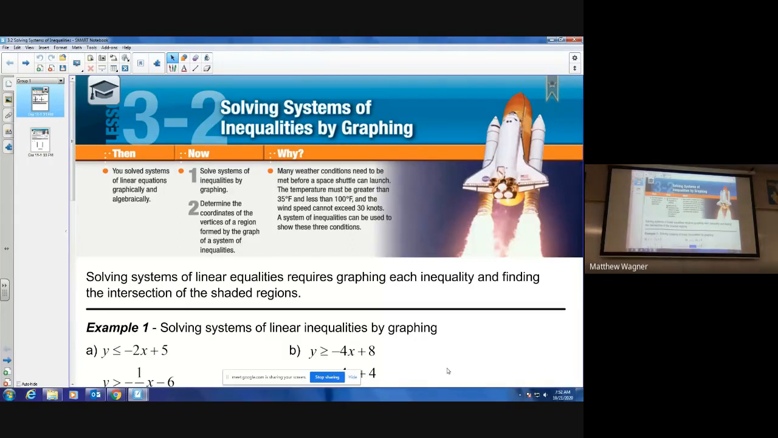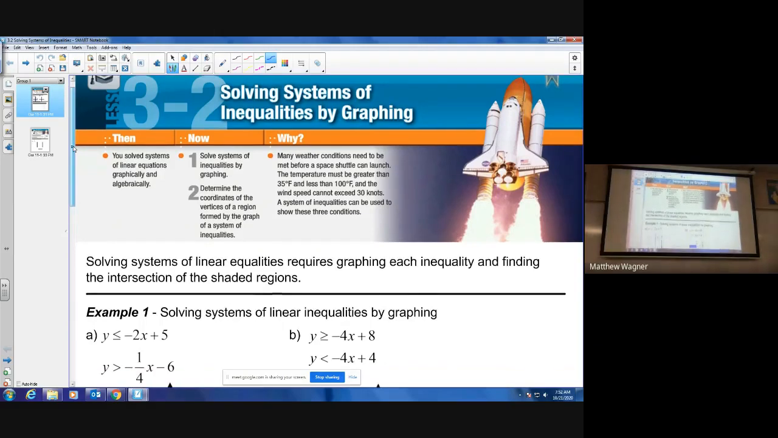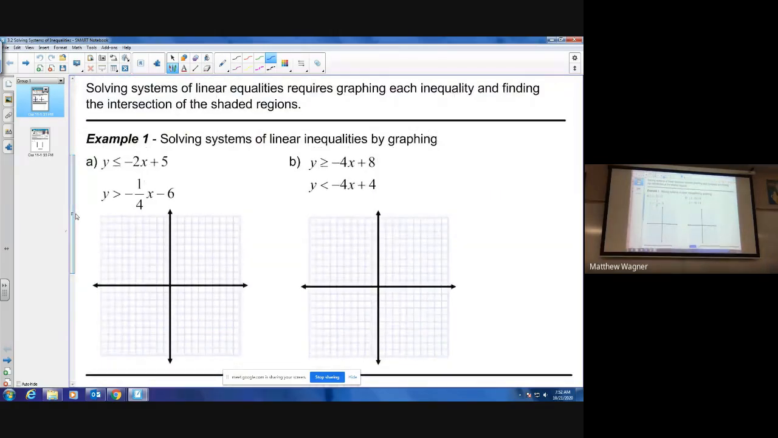All right. We're looking at 3-2 today, solving systems of inequalities by graphing. If you have your colored pencils or markers at home, this would be an ideal lesson for you creative folk out there.